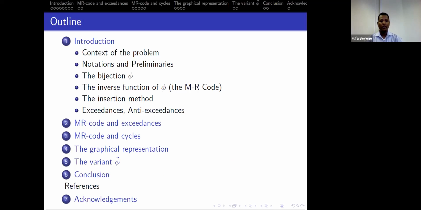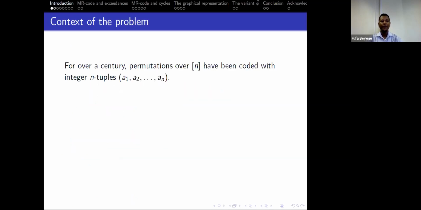As for the outline, I will give this talk on the major points listed here: the introduction part; in the second section, MR code and exceedances; thirdly, MR code and cycles; graphical representations; the variant Phi tilde; conclusion; and finally, the acknowledgement.